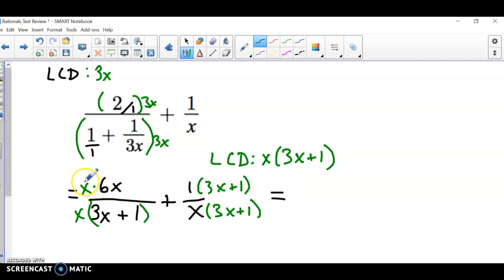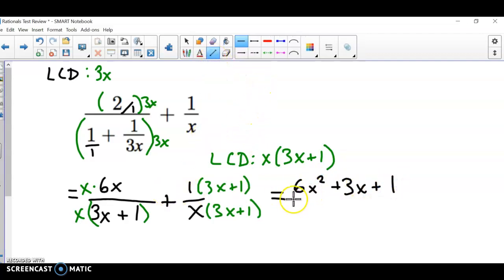Okay, so on the top here, I've got an x times 6x. That gives me a 6x squared. On the top over here, I've got 3x plus 1 times 1. So that's just going to give me the same 3x plus 1. And now I've gotten the least common denominator in both of these. I'm going to put it over our least common denominator.